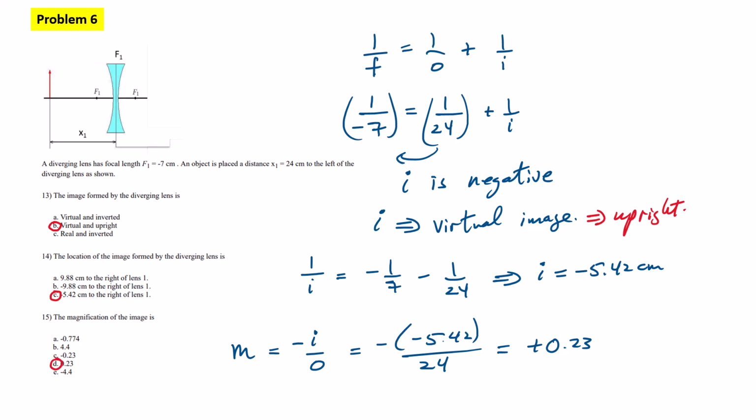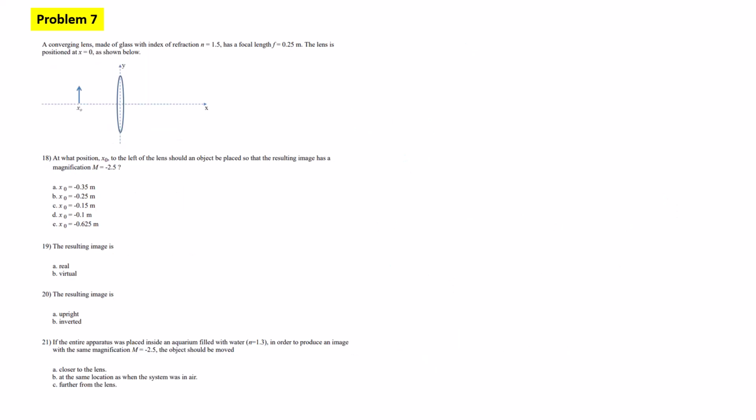Kind of a nice lens problem. Let's go to the next one. Here's problem 7. A converging lens made of glass with index of refraction n equals 1.5 has a focal length of 0.25 meters. The lens is positioned at x equals 0 as shown. At what position x0 to the left of the lens should an object be placed so that the resulting image has a magnification equal to -2.5?